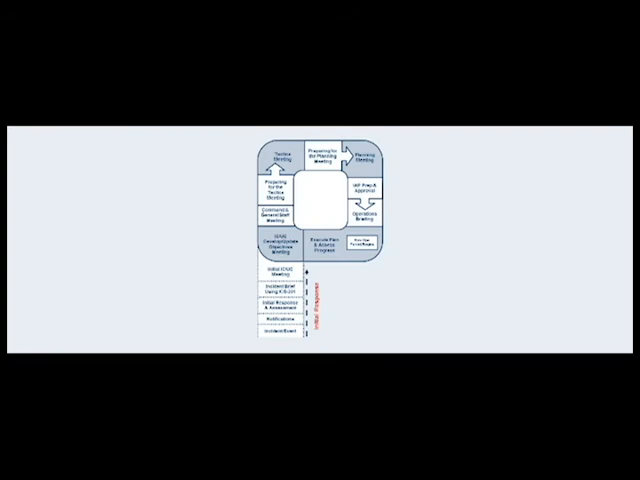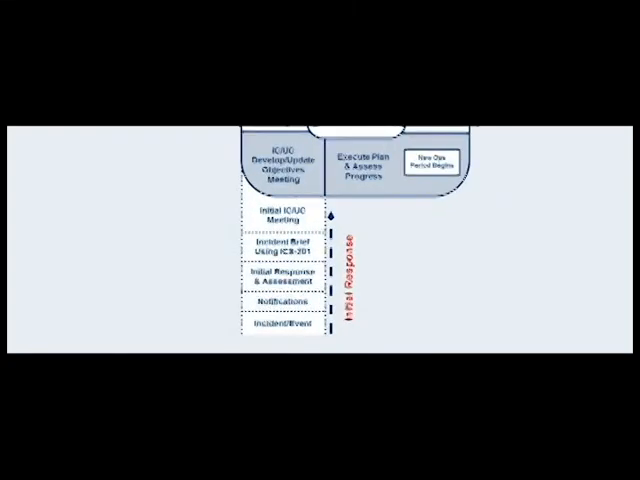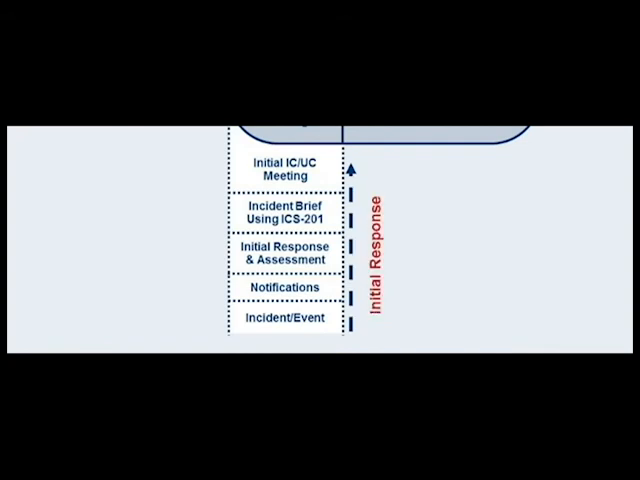A tool commonly used by this section is the Planning P, which provides a visual guide to the process and steps involved in planning for an incident. This guide can be used informally as a mental checklist for most incidents, or formally for more complex and prolonged events. The base or leg of the P describes the initial response period, notifications, initial response and assessment, incident briefing, and the initial incident command meeting.